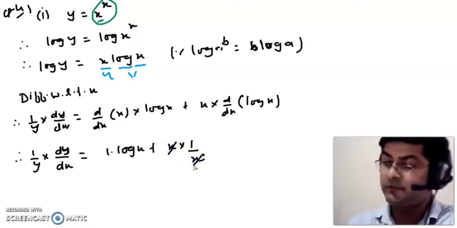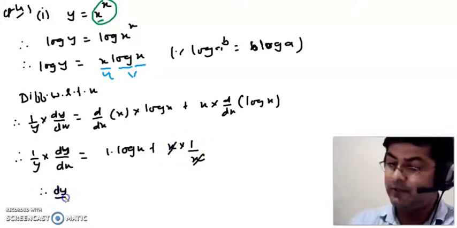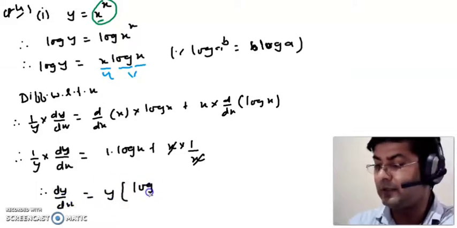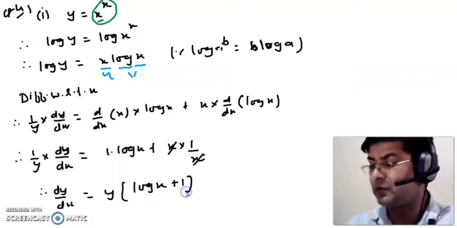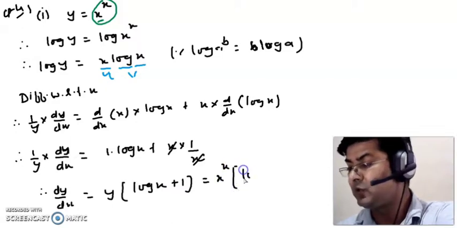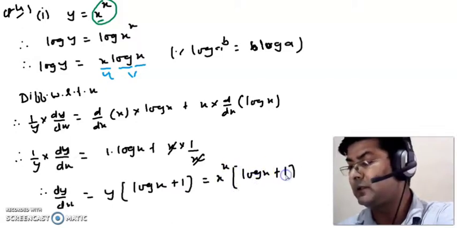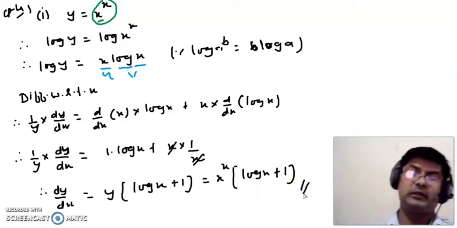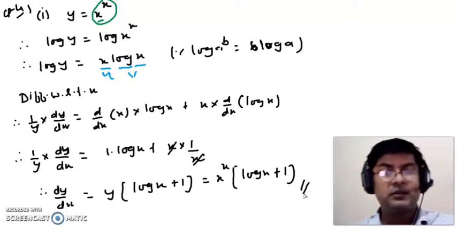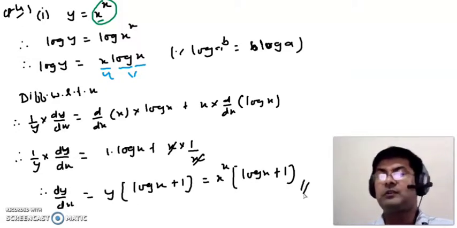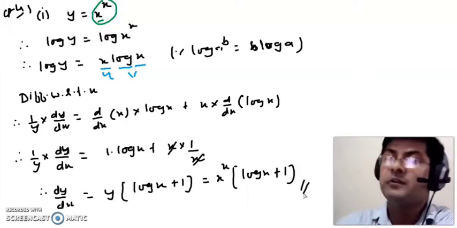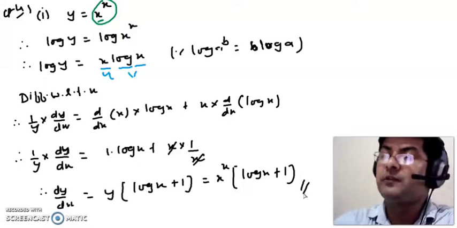We can reduce this and therefore make dy by dx the subject. So y into bracket we can write down log x plus 1. Now substituting the value of y, that is x raised to x into bracket log x plus 1. This is the answer. Clear? So I hope you understood this first question. Now let us solve few more questions so that you can get to know very well how to differentiate this kind of functions.